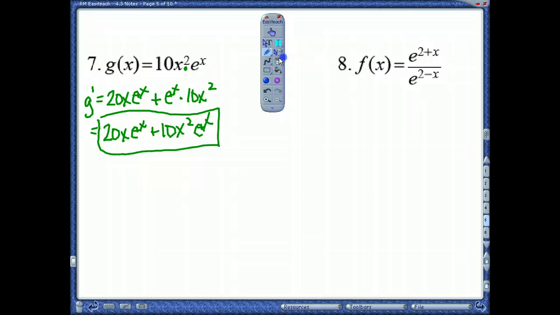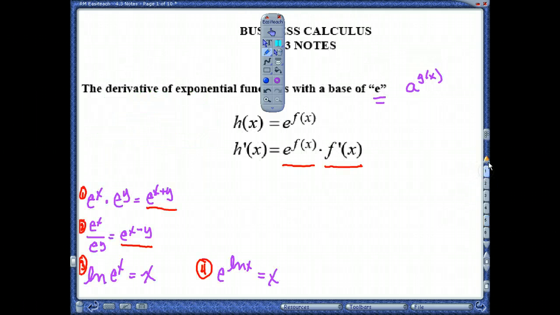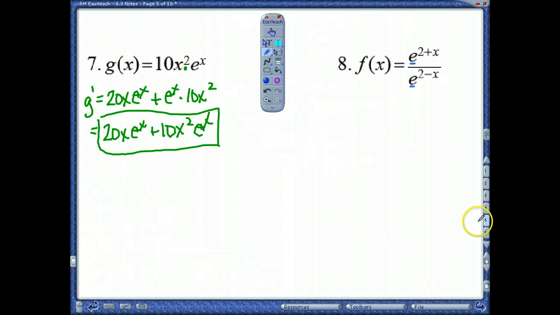Now number 8 looks like it's going to be one of those problems that isn't much fun. It looks like a quotient, so it looks like we'd have to do the quotient rule. But look, we have the same base on the bottom as we do on the top. So remember in our slide number 1 where we were talking about right here, base on top, same as the base on the bottom. We're dividing, so we can just subtract those exponents. So let's do that. We're just simplifying. We have not taken a derivative, so notice there's no prime here.